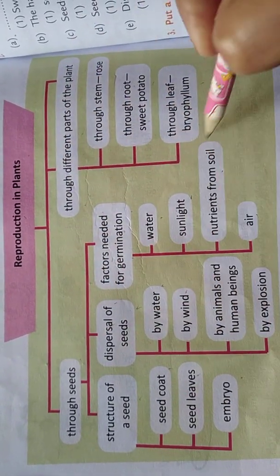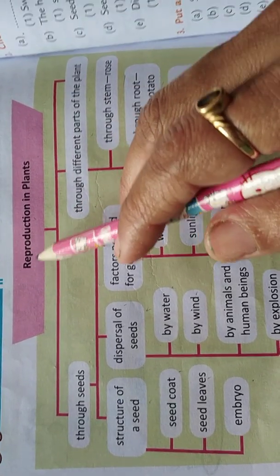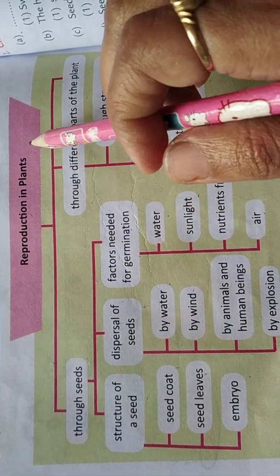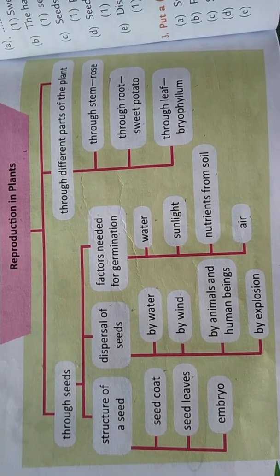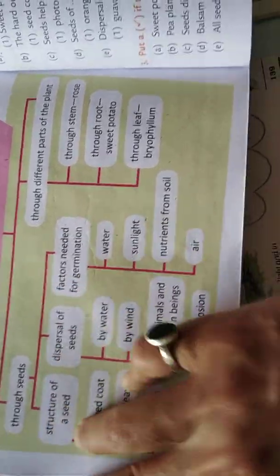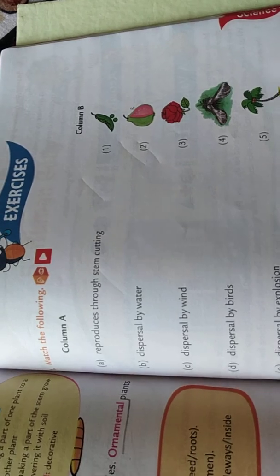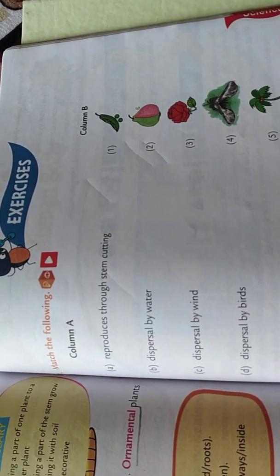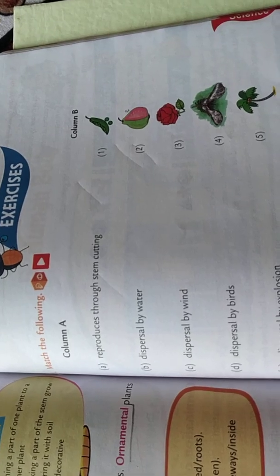Okay students, all these things we have learned in science chapter number 4, reproduction in plants. You have to solve question number 1, 2 and 3 in your textbook, and question number 4, a question and answer, I will give you, and you have to write it in your notebook. So read this topic and solve exercise questions 1, 2 and 3 in your textbook. Thank you students.